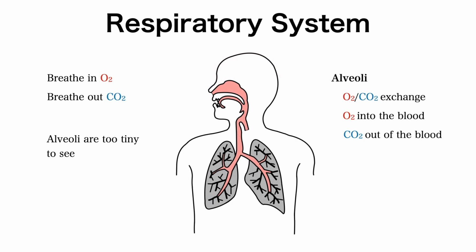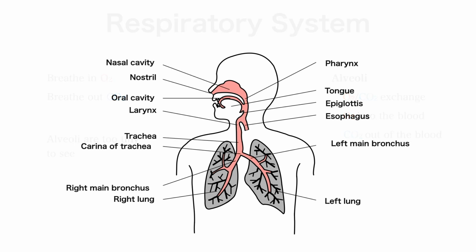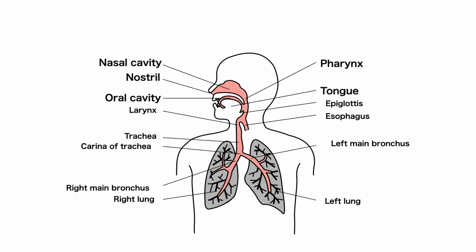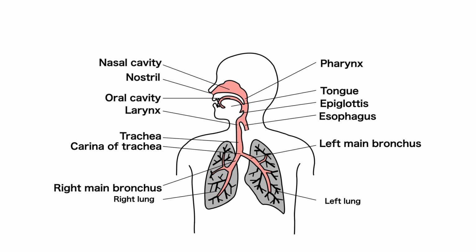A related system to the cardiovascular system is the respiratory system, which breathes in oxygen and exhales carbon dioxide. The lungs exchange O2 and CO2 in tiny, invisible alveoli. Now, it's time to look at the anatomy of the respiratory system. Nasal cavity, nostril, oral cavity, pharynx, tongue, epiglottis, larynx, esophagus, trachea, carina of trachea, right main bronchus, left main bronchus, right lung, left lung.